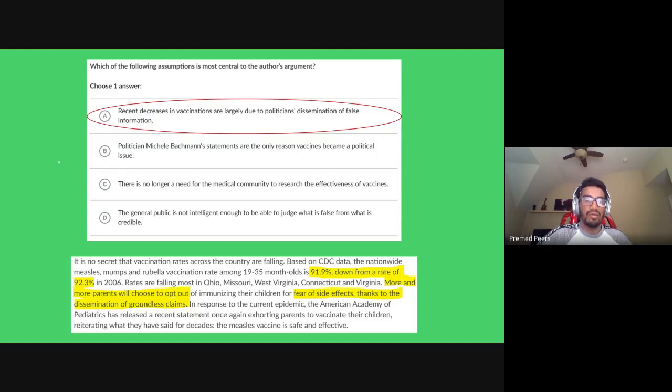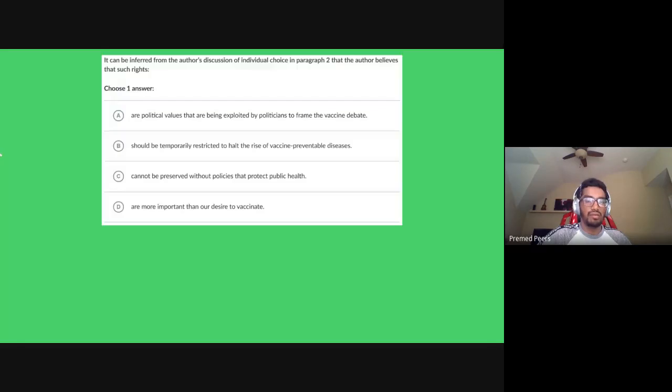And again, let me know if there are any questions about that one. But we've got the last one for this passage. And again, feel free to unmute yourself if you'd like to answer this question.